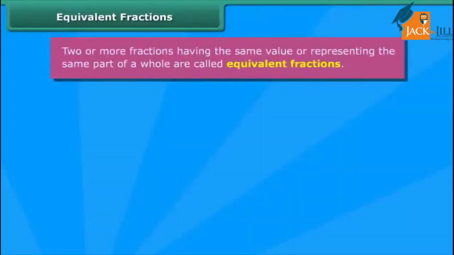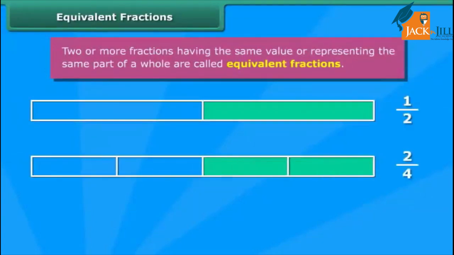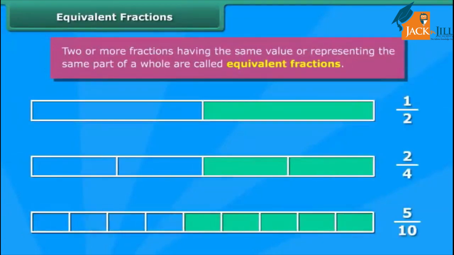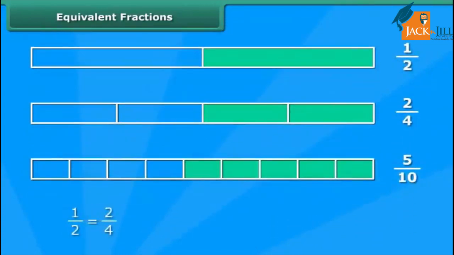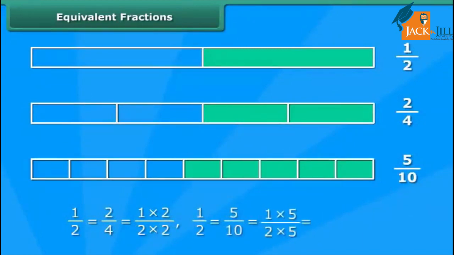Two or more fractions having the same value or representing the same part of a whole are called equivalent fractions. This can be known by the figures given where the fraction represented by the shaded portion. Since the value of a fraction does not change, if the numerator and denominator of the given fraction are multiplied or divided by the same non-zero number.